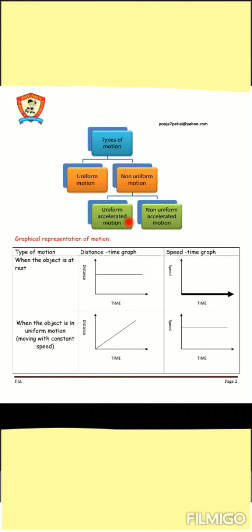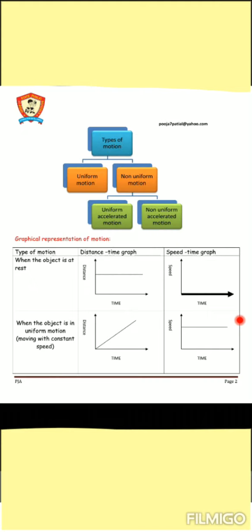Now, what is graphical representation of motion? These are the distance time graph and speed time graph simultaneously, as on the screen. First case is when the object is at rest. Now, what is happening here when the object is at rest? So you can see here, in a distance time graph, distance will be along the y-axis, time will be along the x-axis. That is why it is called a distance time graph. Similarly, in a speed time graph, speed is along the y-axis, time along the x-axis.